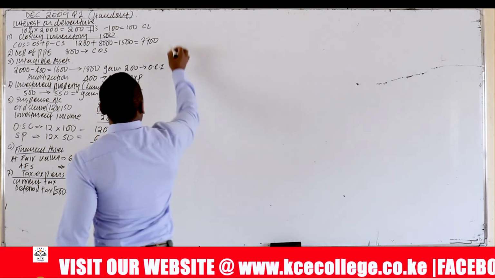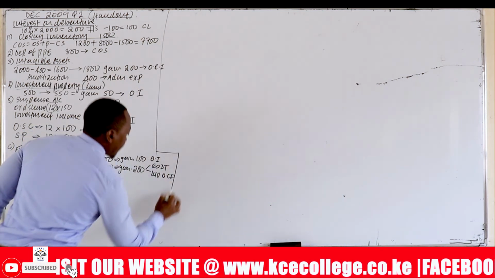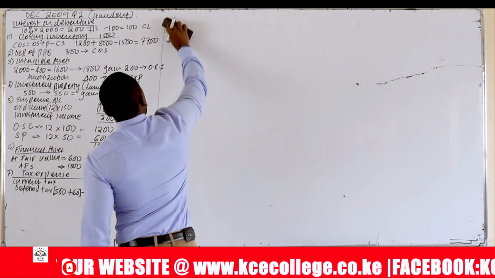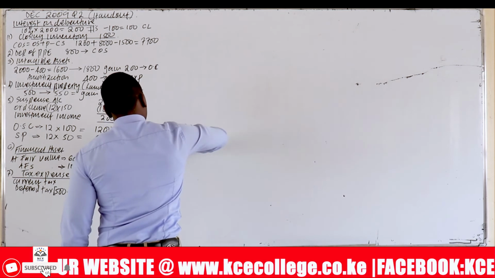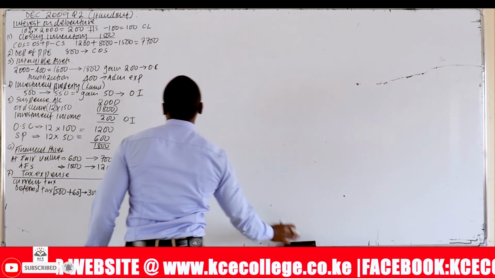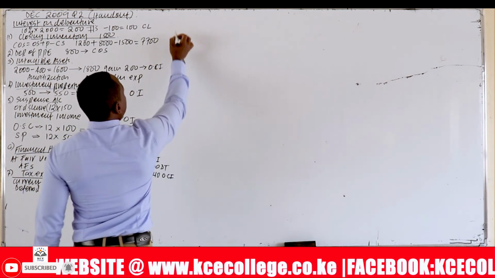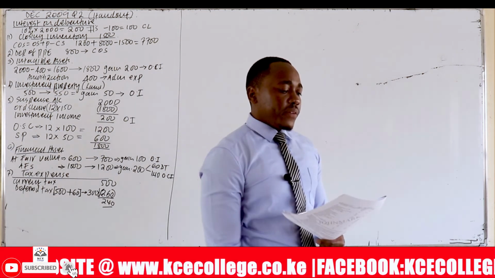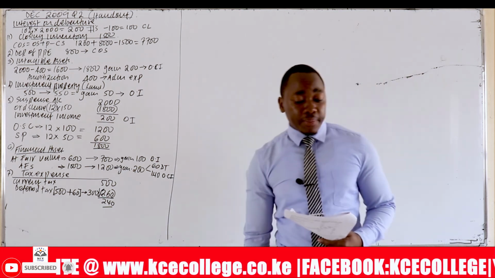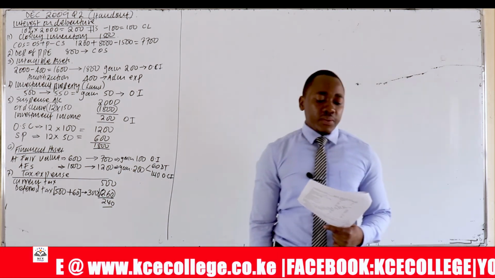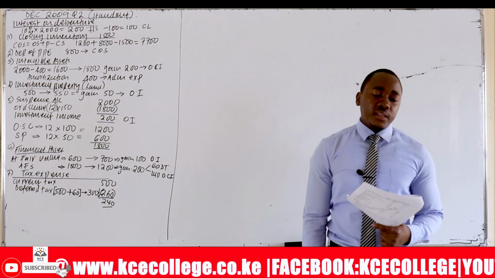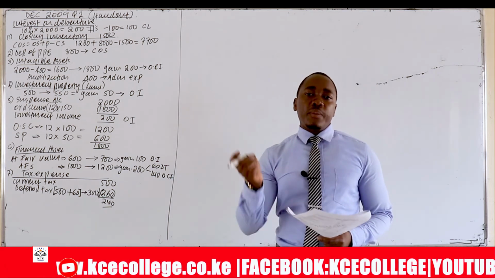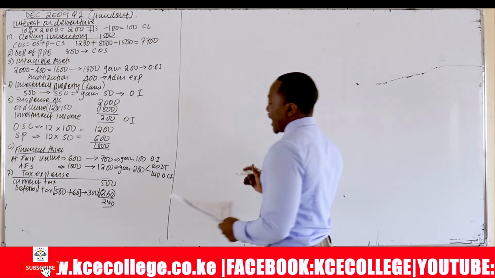Number 8, you are told that interest on finance lease is at the rate of 10% per annum and is payable together with the rentals on the 1st October each year. Now, that 1st October is at the end of the year. So that's what you call lease payable in arrears.